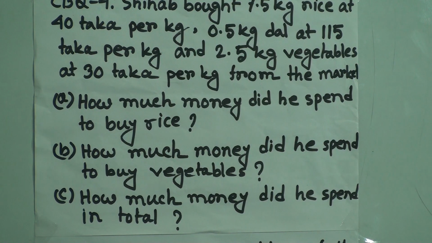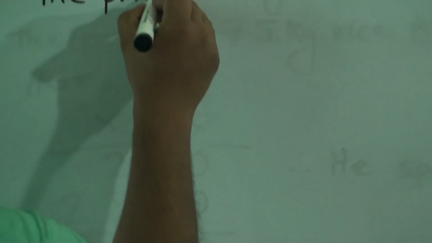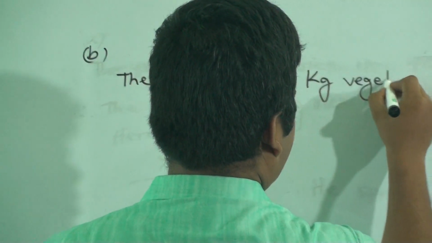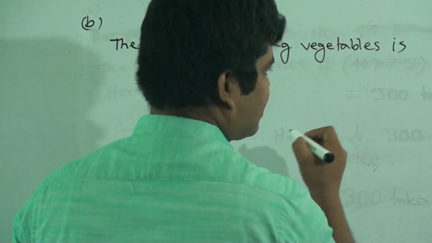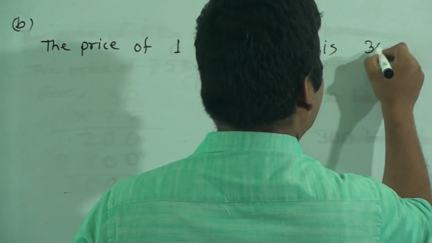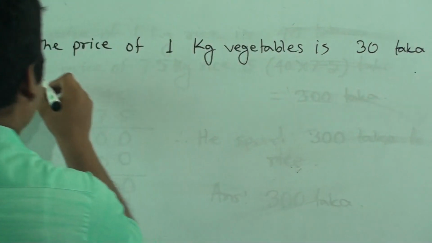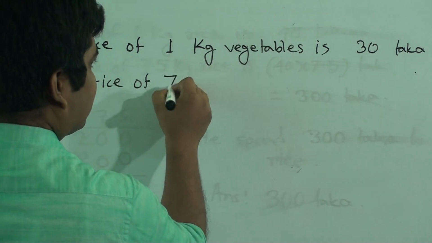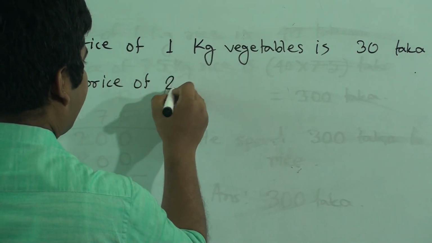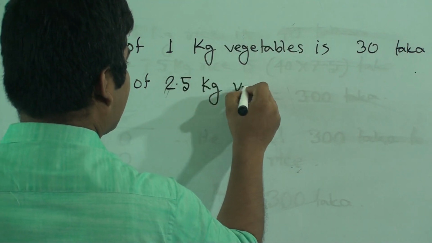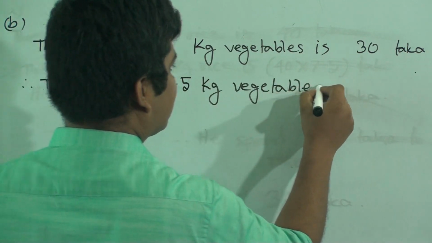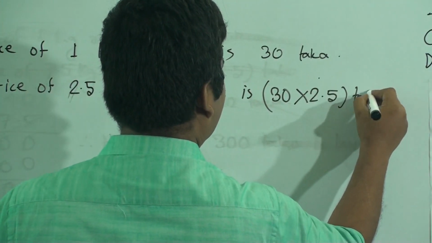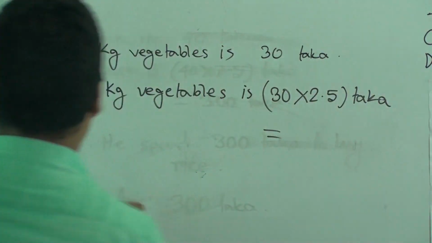B number question. The price of 1 kg vegetables is 30 taka. Therefore the price of 2.5 kg vegetables is 30 multiplied by 2.5 taka. Now we do multiplication.